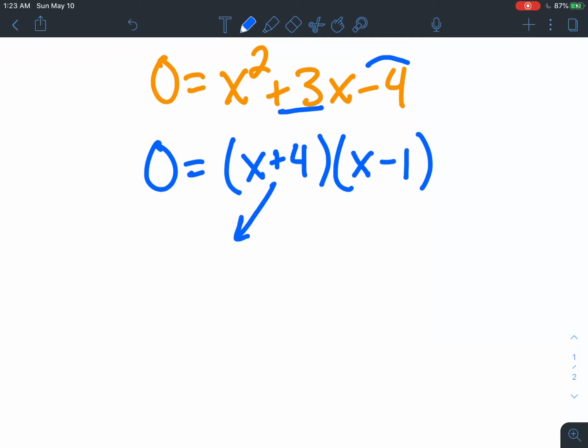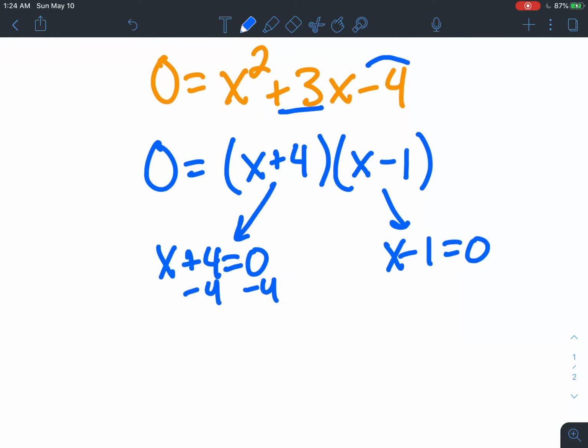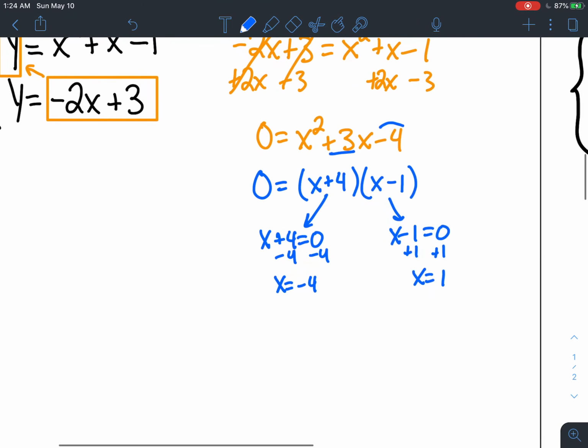From here, I'm going to set each of those parentheses equal to 0. x plus 4 equals 0. x minus 1 equals 0. So I subtract 4 on both sides, I get negative 4. I add 1 on both sides, and I get positive 1. Now in this case, we do end up with 2 unique x values, which means we have 2 solutions.